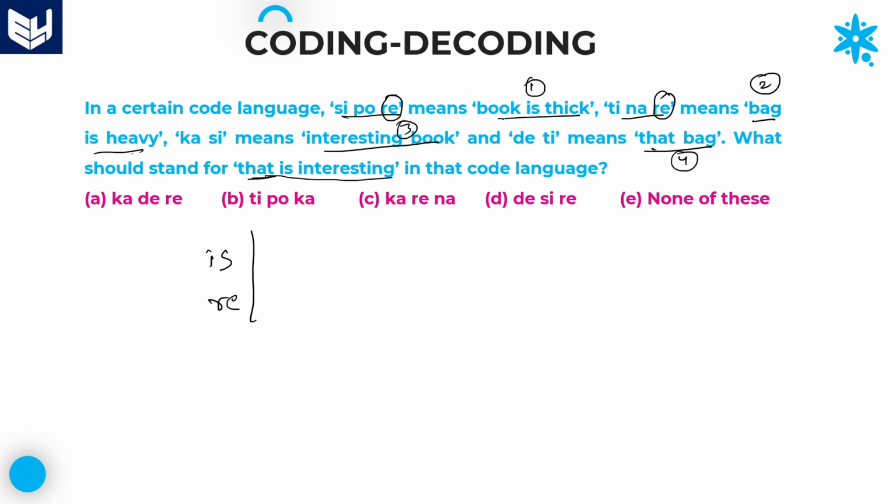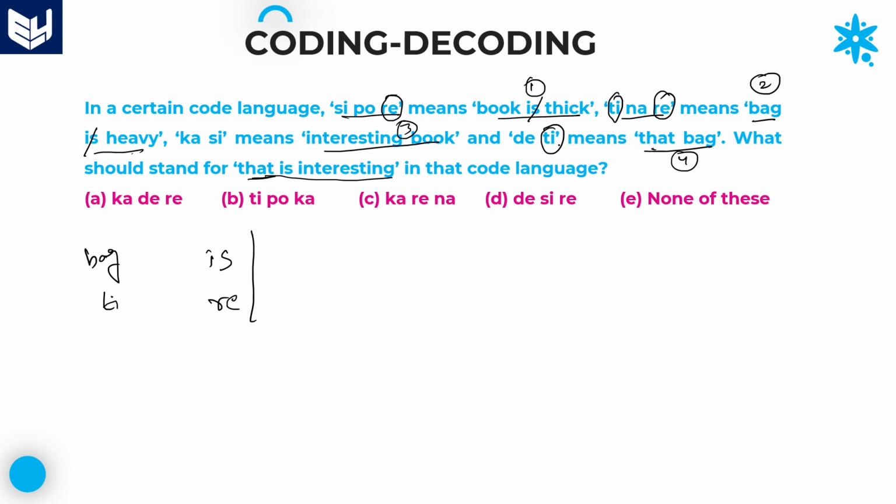After that, the second one. "That." Where is "that"? Once check it out. Book is thick. Here, "is" is completed. Here also, "is" is completed. And "that". Here is "that bag". Here in the third statement, "that" is not there. Bag. If you see bag, it is there in the second statement as well as the fourth statement. What are the common codes? Once check it out. Here we are left with only two. Therefore, TI is common. TI is nothing but bag. Bag is equal to TI.